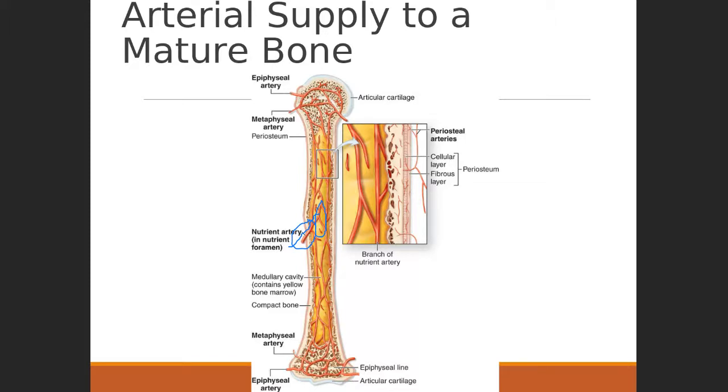Some branches will come off of the nutrient artery to run underneath the periosteum, the periosteal arteries. But the majority of branches that supply that bone will come off of the nutrient artery from inside the medullary cavity and then start working its way back through the tissues from there, going through all those perforating canals and central canals. We also get a metaphyseal artery and an epiphyseal artery in each of the epiphyseal and metaphyseal regions, penetrating the bone at their particular sites.